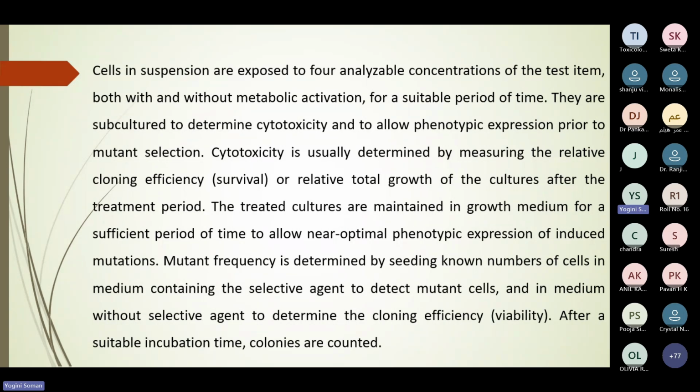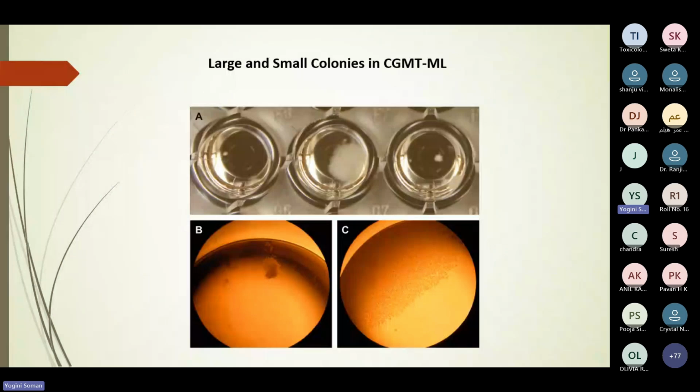So there is a specific criteria which is given by the OECD test guidelines. If the results are statistically significant, then the compound is mutagenic. If not, then the compound is non-mutagenic. In this way, you can conduct the cell gene mutation assay.